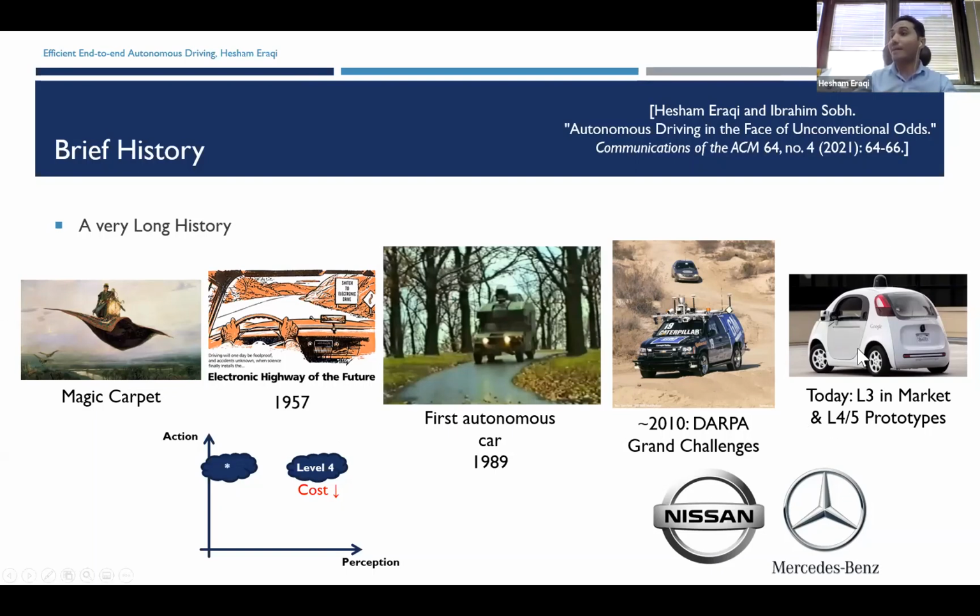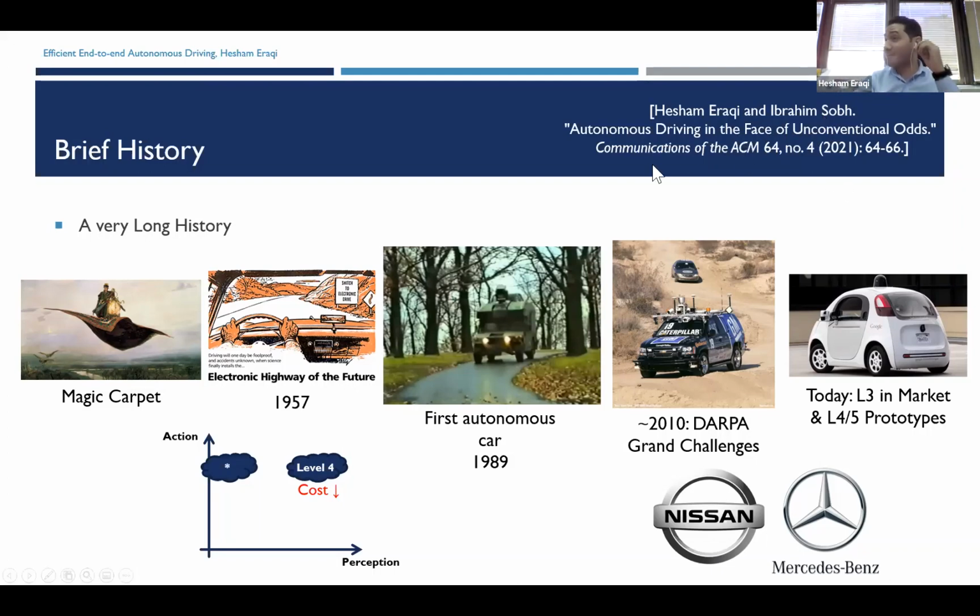Nowadays, we can see level 3 autonomous driving vehicles for conditional automation, but level 4 and level 5 are not yet achieved, due to the problem being more challenging than we expected. Actually, in this paper entitled Autonomous Driving in the Face of Unconventional Odds that I published recently with Dr. Ibrahim Sobh, who will be the next presenter, he will deliver the presentation after my presentation.